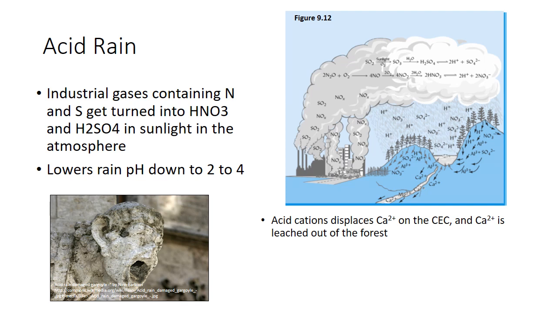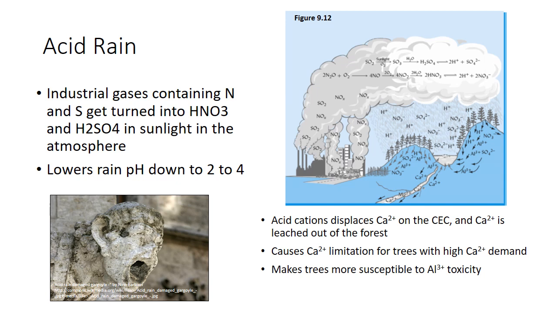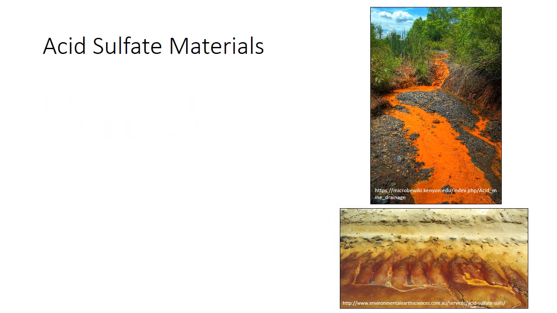Again, acid cations displace calcium on the CEC, and this is particularly problematic for forested areas, because trees actually need a lot of calcium, and so it can leach the calcium out and make calcium one of the more limiting nutrients in forest environments. Calcium is also one of the base cations, and as we lose that, our soil just becomes more and more acidic. Also, in the absence of calcium, aluminum toxicity becomes more and more of a problem. So calcium helps to offset some of the issues that used to be a problem for trees.